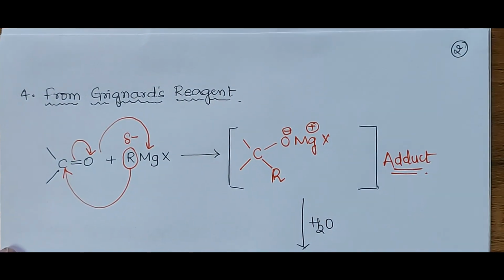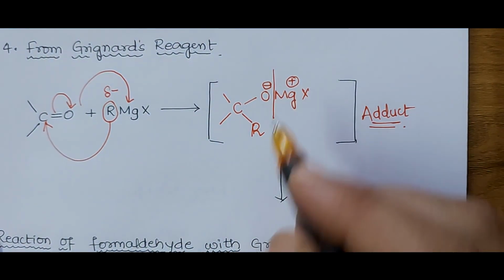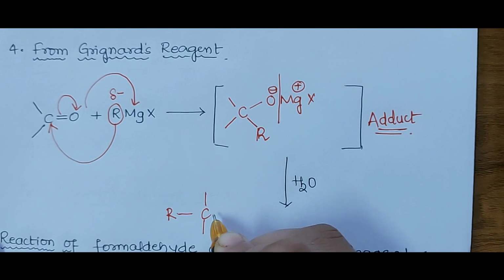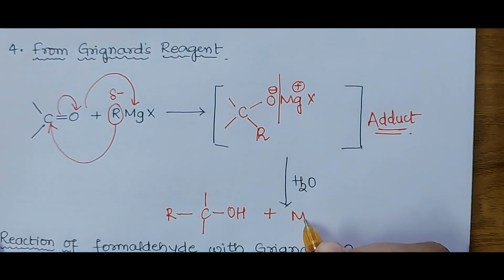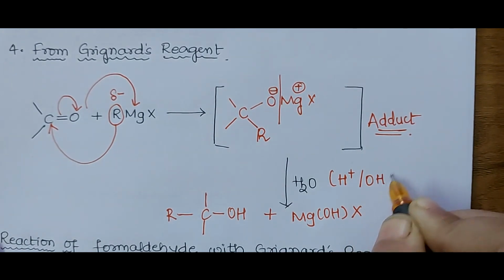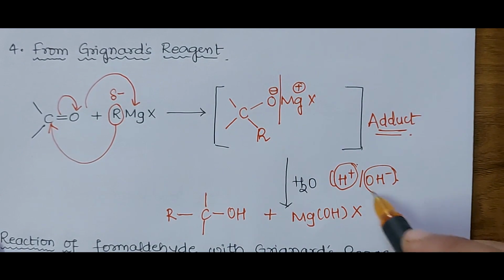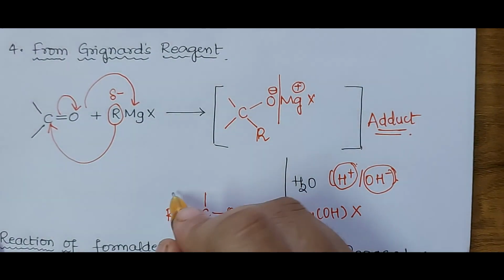So this adduct is unstable, it undergoes further hydrolysis. Now when it undergoes hydrolysis, the hydrogen atom gets bonded to oxygen, and the resulting product we can represent as R already bonded to C, C having 2 bonds, OH, and another byproduct is Mg, OH gets bonded to Mg and X. So when it undergoes hydrolysis, it is addition of H plus and OH minus. So as we have seen, H plus bonds to the oxygen atom and OH minus to Mg plus, and we get the resulting product as an alcohol.